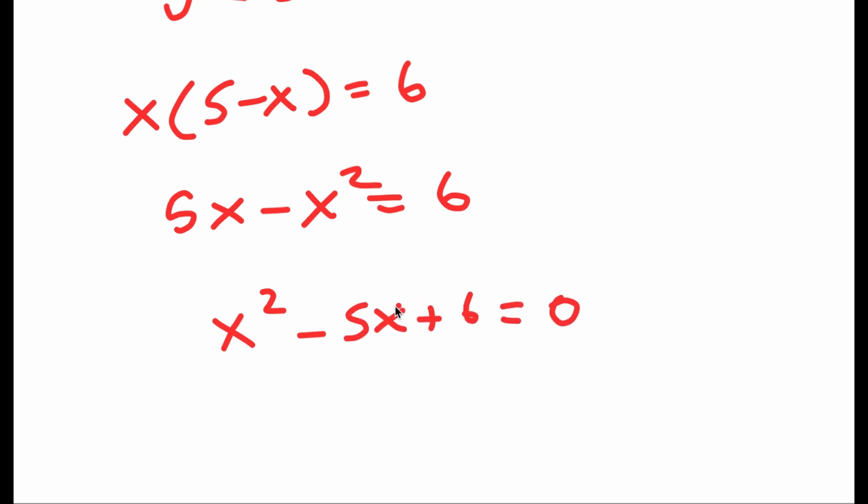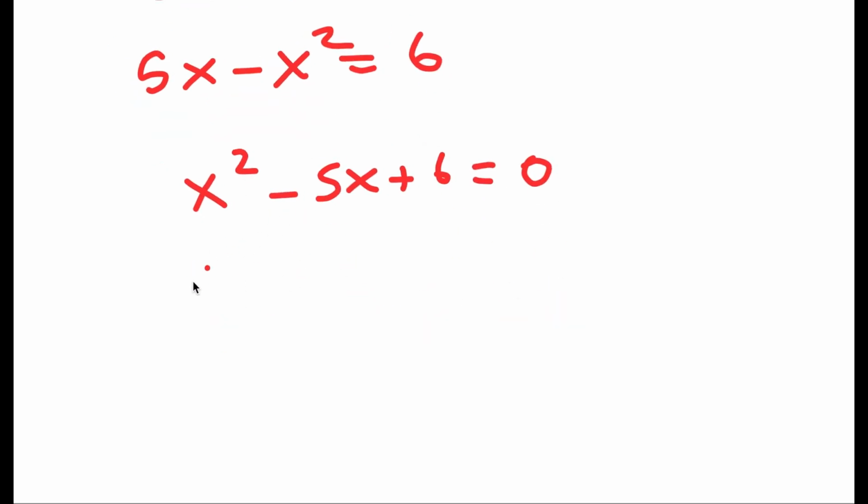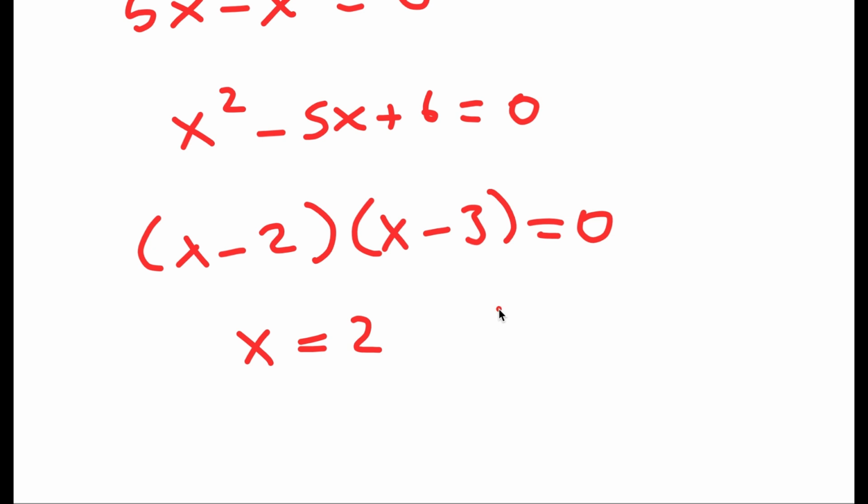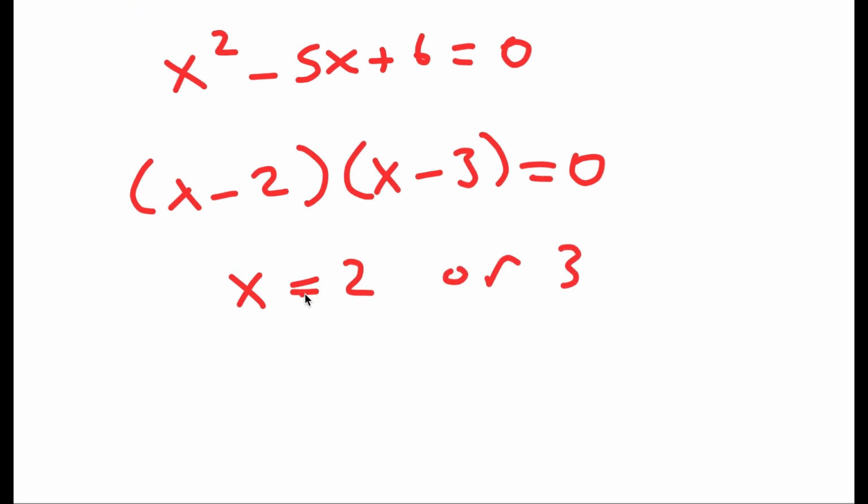So this right here is a quadratic equation, and it factors out to x minus 2 times x minus 3 is equal to 0, meaning x is 2 or 3, and if x is 2 or 3, this means that y is equal to 3 or 2.